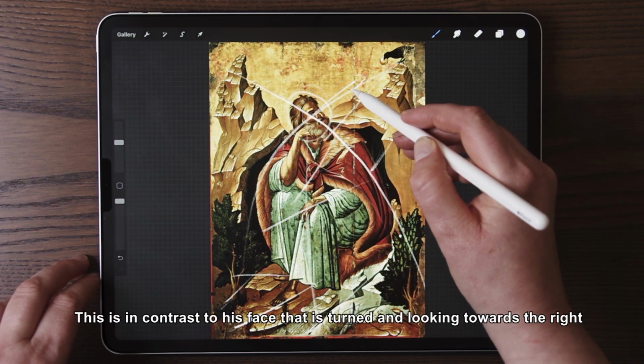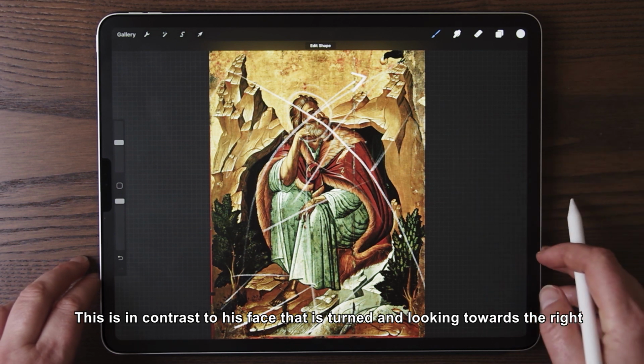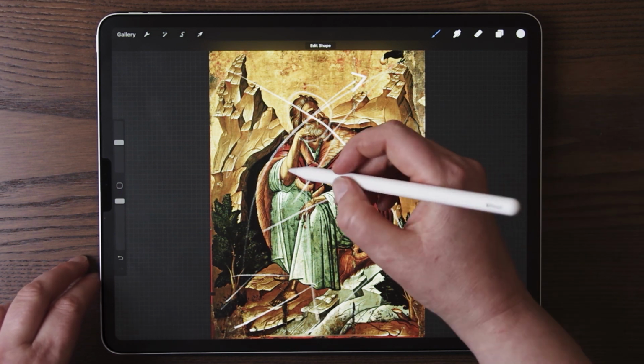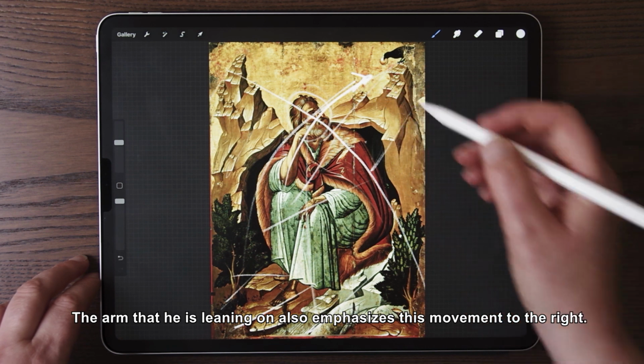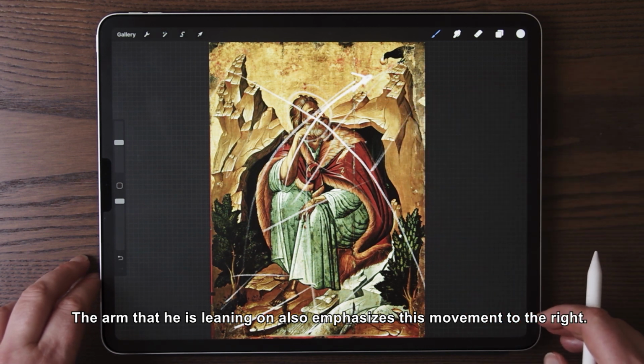This is in contrast with his face that is turned and looking towards the right, towards the raven. The arm he's leaning on also emphasizes this movement to the right.